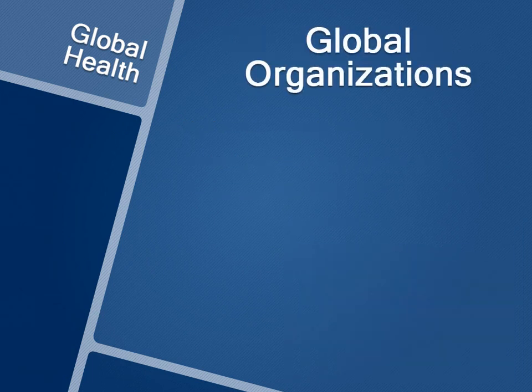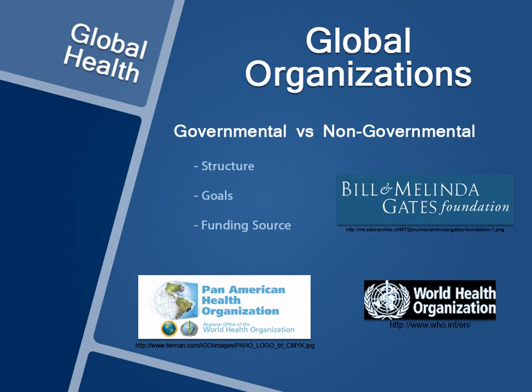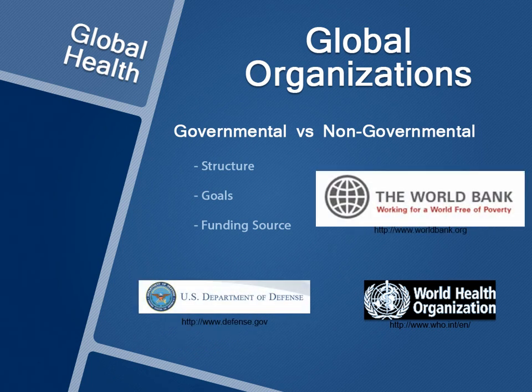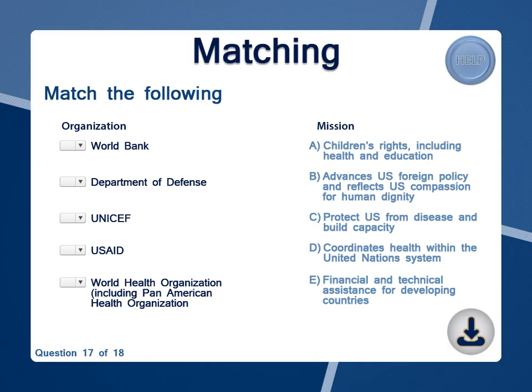As mentioned in the previous slide, there are multiple agencies that work together to combat global health issues. Some of these organizations are governmental organizations. They include World Health Organization, UNICEF, USAID, Department of Defense, and the World Bank. It is important to have a basic understanding of these organizations. Click on each logo to navigate to each agency's website and look for each one's mission statement. Once you have done so, move on to the next slide, which is another quiz question.